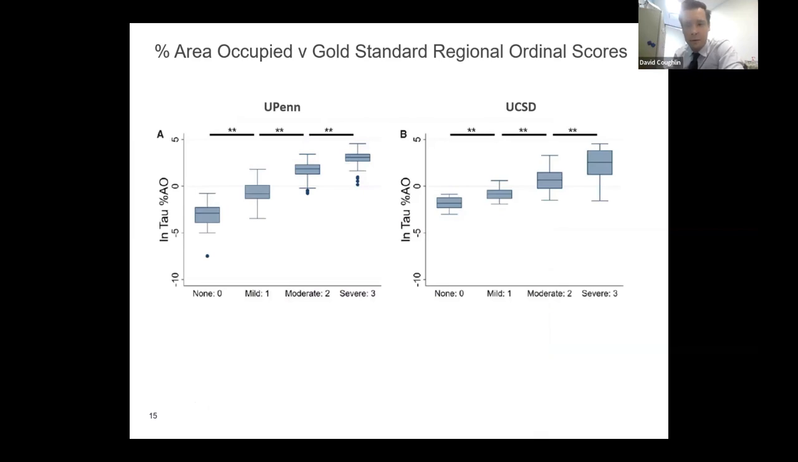And the first thing that we do after we gather these annotations and this percent area occupied values, we go back and we compare it to blinded ordinal scores. You know, we basically give the slides to our pathologists and say, hey, do you think that this is a mild, moderate, or severely affected brain region, and compare it to the percent area occupied numbers. And you see this very robust stepwise increase across both centers.